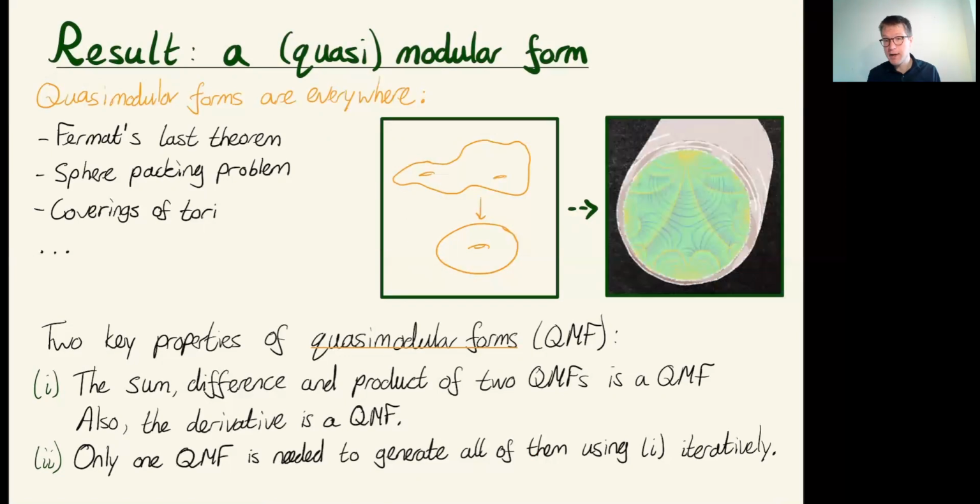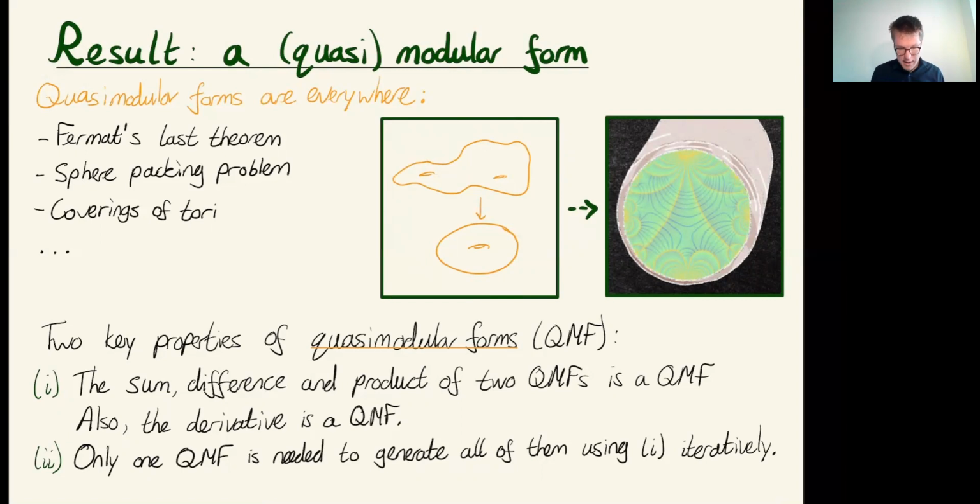I won't be defining quasi-modular forms today, but I will state two key properties of quasi-modular forms. The first is that you can add quasi-modular forms, you can take differences, products, and with all these operations, the result, if you started with quasi-modular forms, is a quasi-modular form. And what you can even do is take derivatives of quasi-modular forms. Quasi-modular forms are certain functions which admit derivatives. And by doing so, the derivative, again, is a quasi-modular form. Okay, so this is the first property.